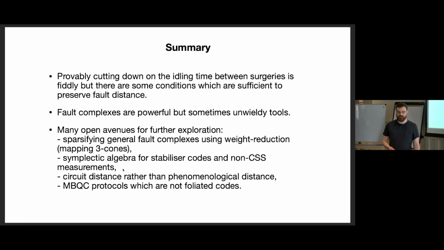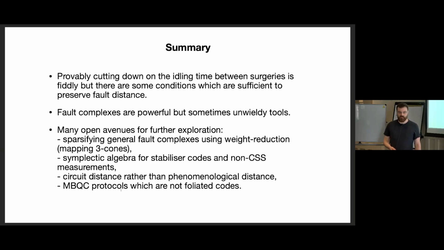There are lots of questions in there, like the classic one: is there a notion of tensor product which gives me the foliated version of a non-CSS code? It seems like it probably should exist, but I don't really know how one can go about making it. You can also use fault complexes to reason about circuit distance rather than phenomenological distance if you just take your circuit and then assign fault locations to all of the places where you can acquire faults.